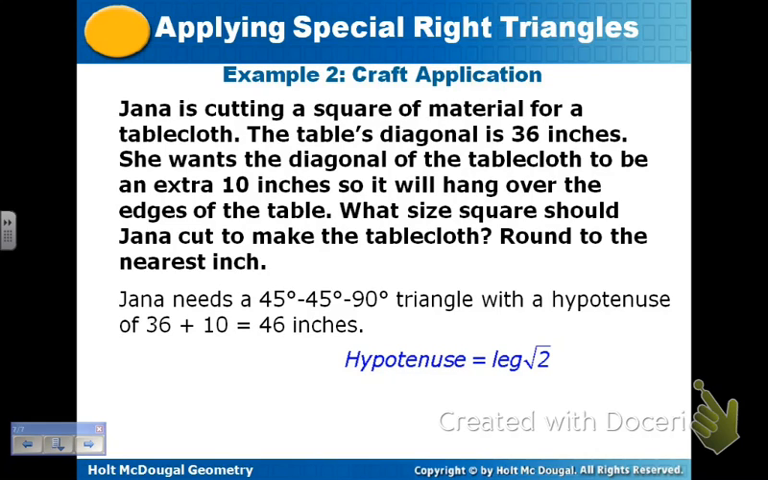So again, we're going to use the same equation as earlier. The hypotenuse of an isosceles right triangle is equal to the leg times the square root of 2. All right, so we're going to substitute in what we know for the hypotenuse, which is going to be 46. And we don't know what the leg is, so here they're going to represent that with an L times the square root of 2. Now, to get L by itself, we have to get rid of multiplying by the square root of 2. So we do the inverse operation of dividing by the square root of 2.